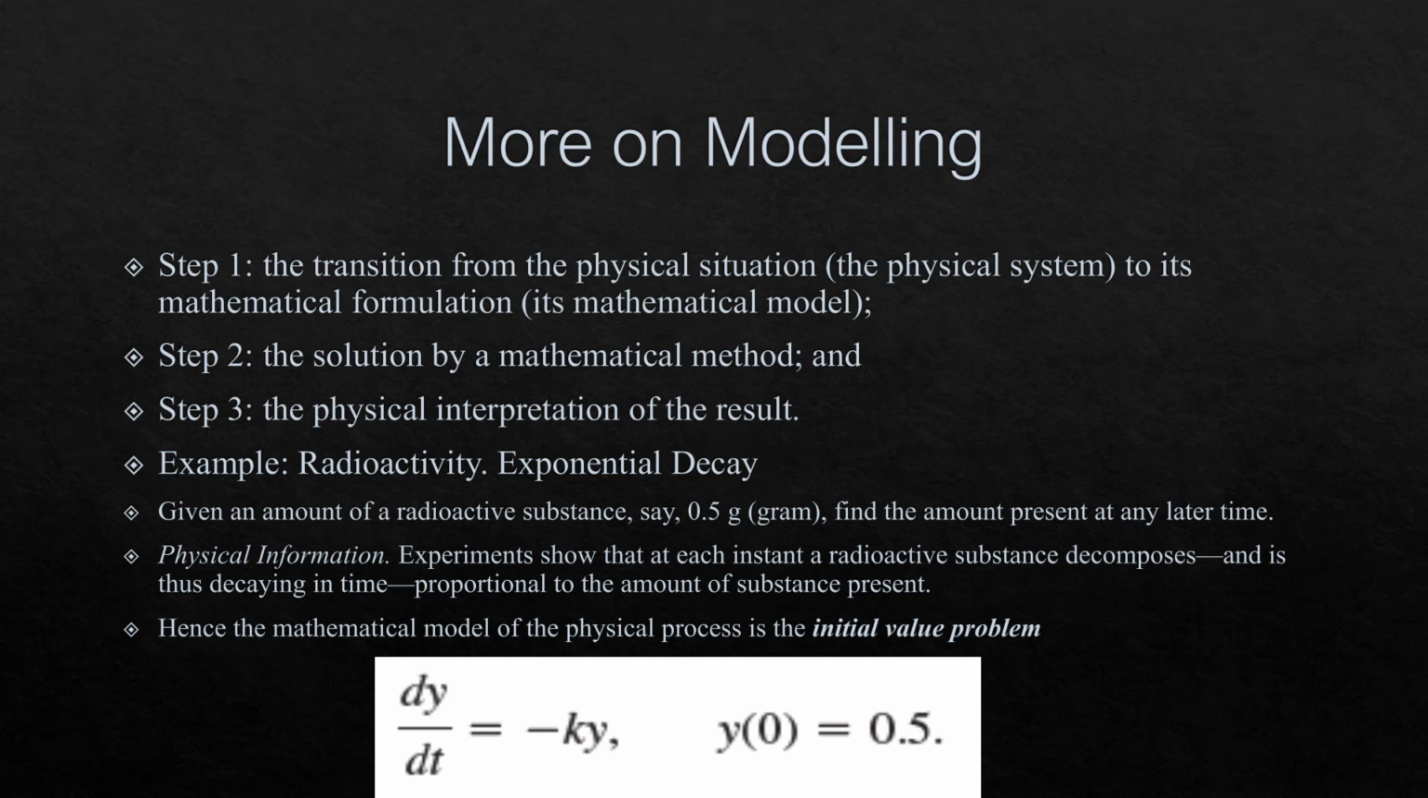So when we say that y is the substance available, if we take the rate of change, that is dy by dt, it is proportional to y, which is the substance. To make it an equality, we introduce a constant and say it is equal to minus ky. Because we know that it's decaying, that's why it is minus k. Now we know that initially we have 0.5. So this is the way we can model a physical phenomenon.